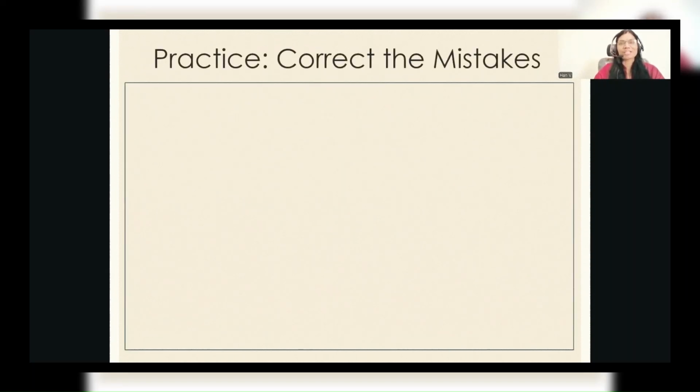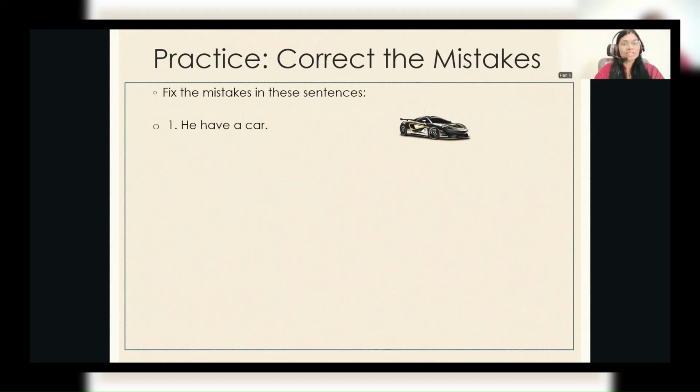Okay, some more practice, please. So let's see. Is this sentence correct? Can you say he have a car? I hear many people making this mistake. He have a car. And some people even say he is having a car or he having a car. All these three sentences are incorrect. You should always say he has a car.